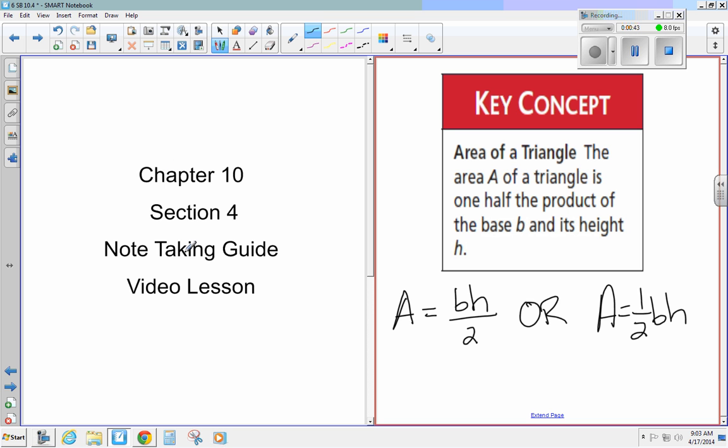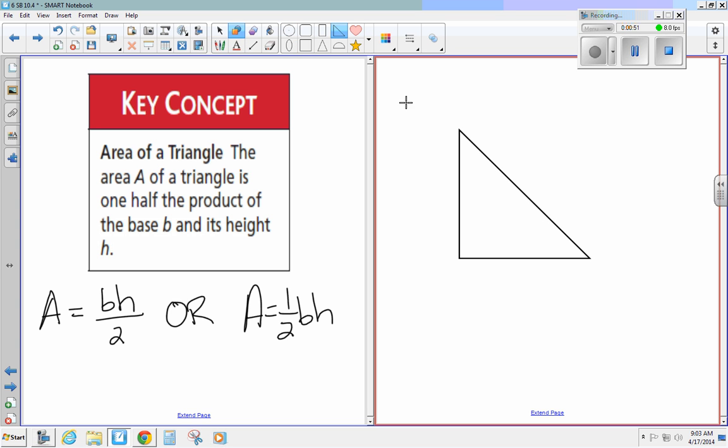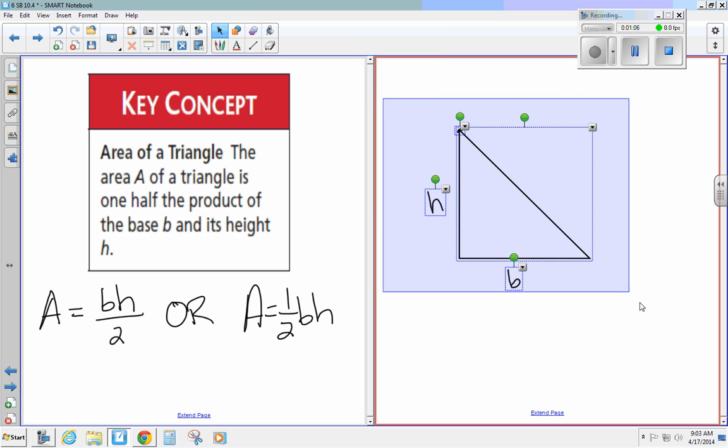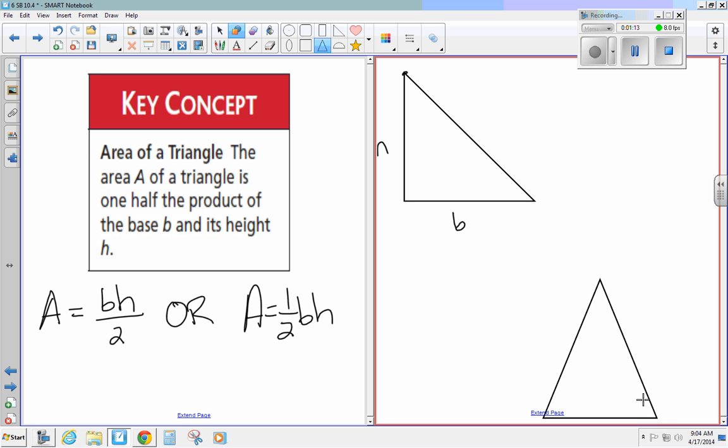Also, please understand something about what a triangle is. A triangle like this, a right triangle, we know that the base is the bottom part and the height is from the base straight up to the top vertex. The problem comes into play when you have a triangle that is not a right triangle, something that might be more like this.